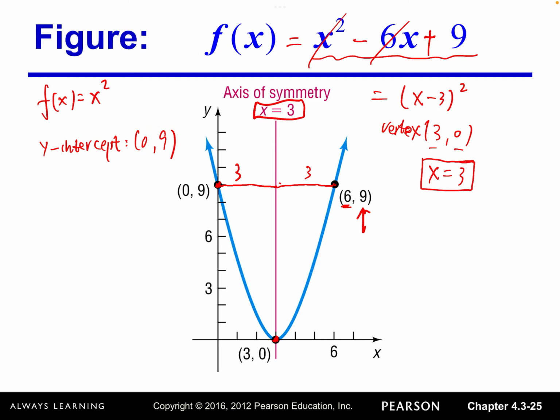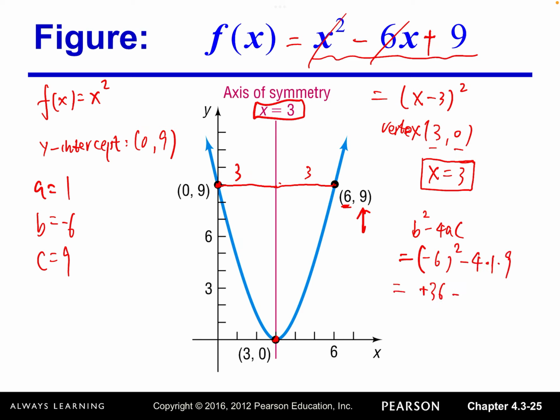Or if you want to, at the beginning, evaluate b squared minus 4ac, that's fine. You will see that it's equal to 0, right? A equals 1, b equals negative 6, c equals 9. We do b squared minus 4ac, that's negative 6 squared minus 4 times 1 times 9. You see 36 minus 36, right? Negative 6 squared is positive 36, and then minus 36, you get 0. So that's why we know the vertex, or x-intercept, should be right on the x-axis.